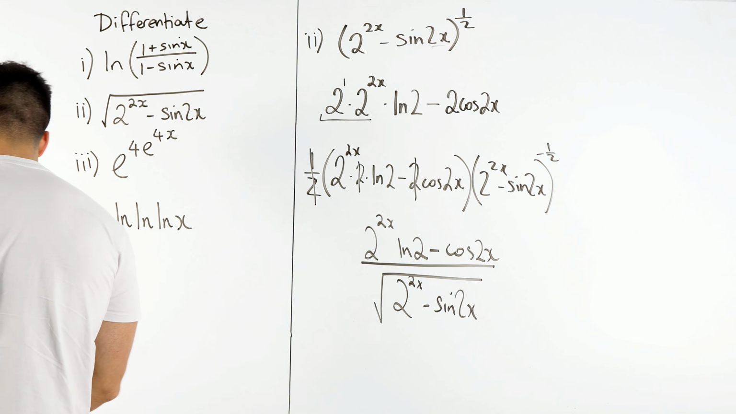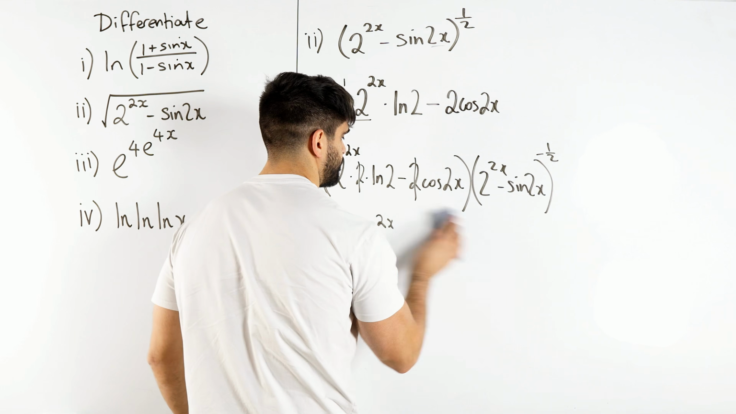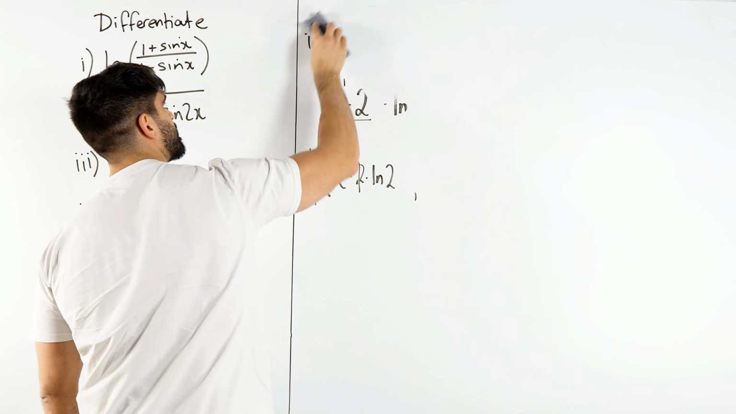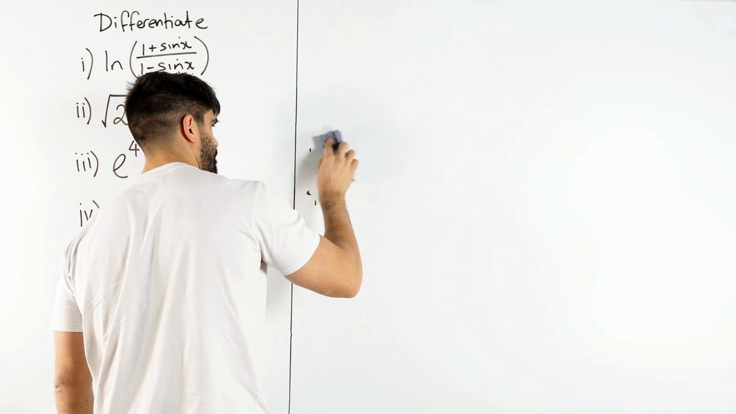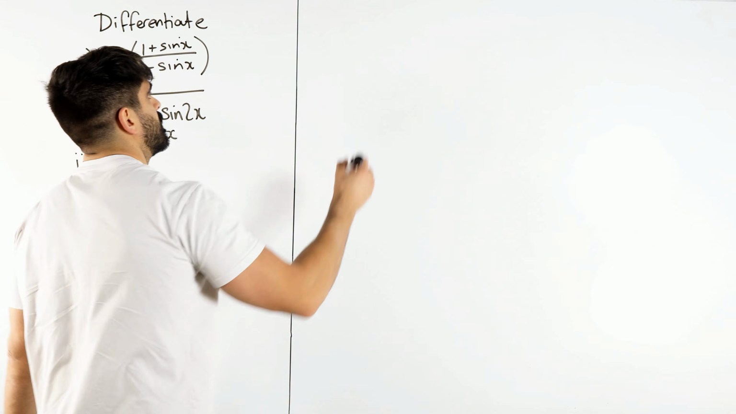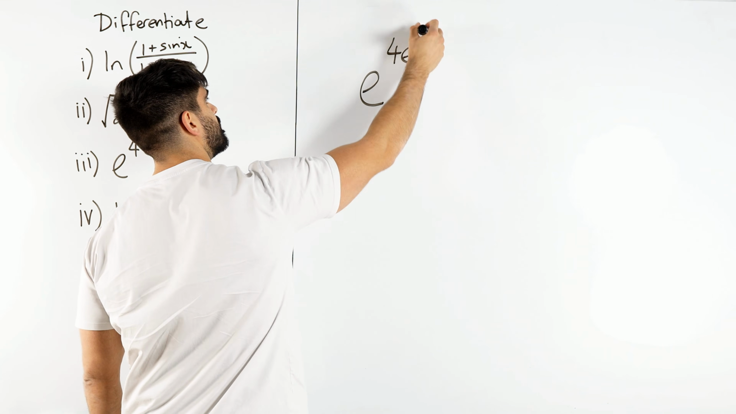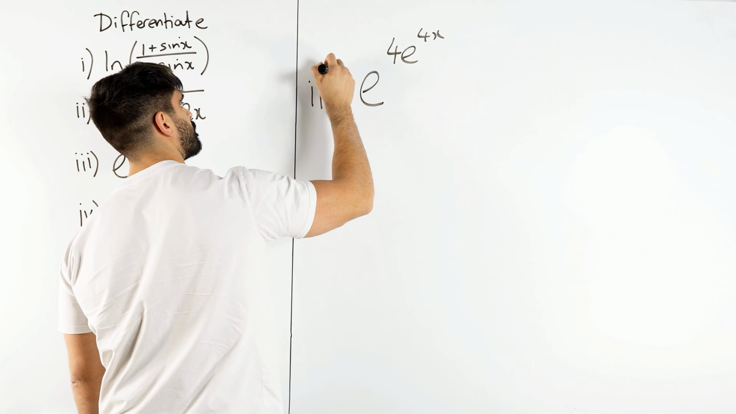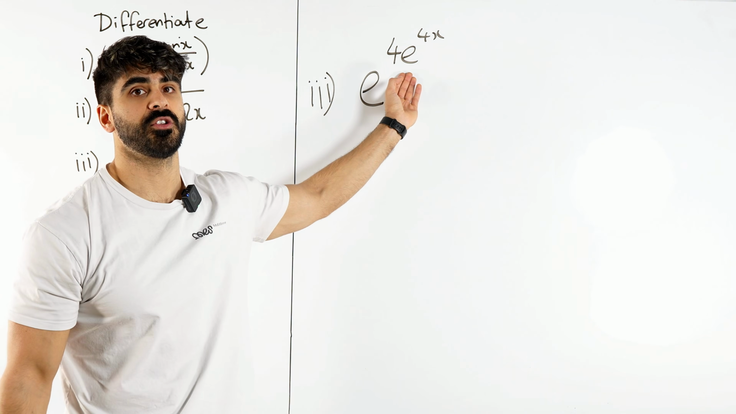Next one, e to the power of 4e to the power of 4x. This one should be more simple. I usually say when you're differentiating e, for easy. Easy. So if I have e to the power of 4e to the 4x, what would you guys have let equal u? You would have let the power equal u, yeah?